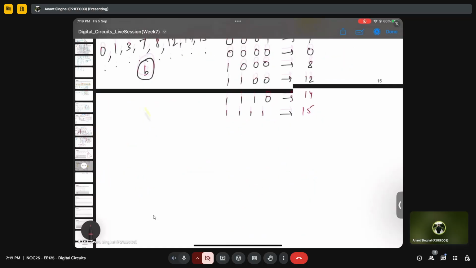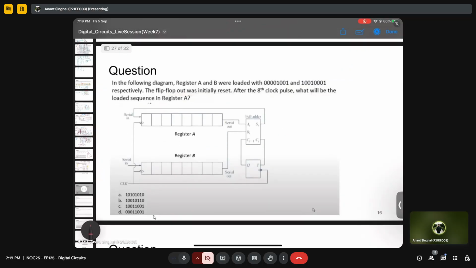Okay. So let's move to the next problem. This is a good problem again. It says in the following diagram, register A and B were loaded with these values. Register A is this, B is this. So let me write. These are loaded with these values.